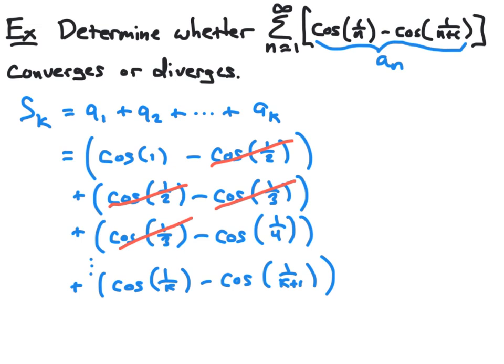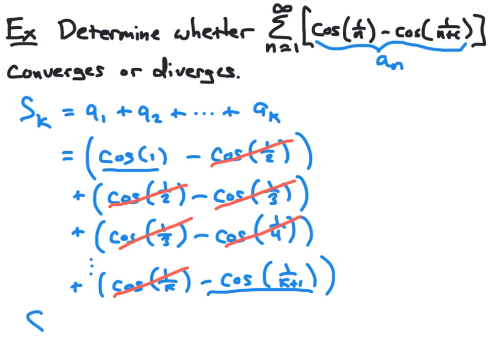The next term here is our negative cosine of 1/4, and this will cancel out with the positive cosine of 1/4 that will appear in the term a sub 4, which we don't have written here, but is part of the dots that indicate the pattern continues. When we get to the very last line, the cosine of 1 over k will cancel with the negative cosine of 1 over k from the previous summand, in particular a sub k minus 1. And so here we have all of these cancellations. Everything will cancel, and only two terms remain: a cosine of 1 and a negative cosine of 1 over k plus 1.